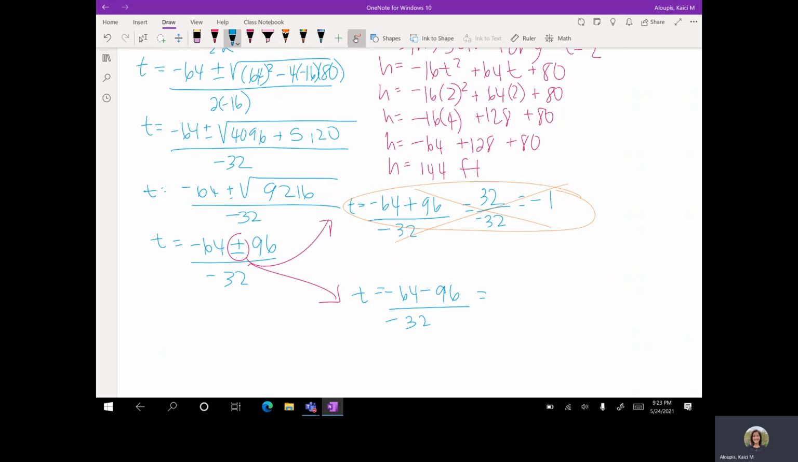Negative 64 minus 96. That's negative 160 divided by negative 32. Now we have a negative divided by a negative, and that produces a positive, and 160 divided by 32 is a 5. So that's our answer. At 5 seconds, the apple will hit the ground. So the x-intercepts are at negative 1, 0, and 5, 0. But like I said, this is the only one that we care about because we can't have negative time, right?